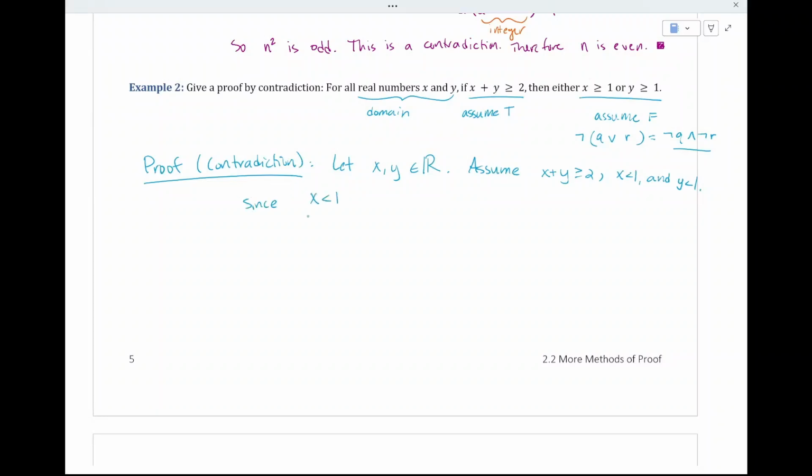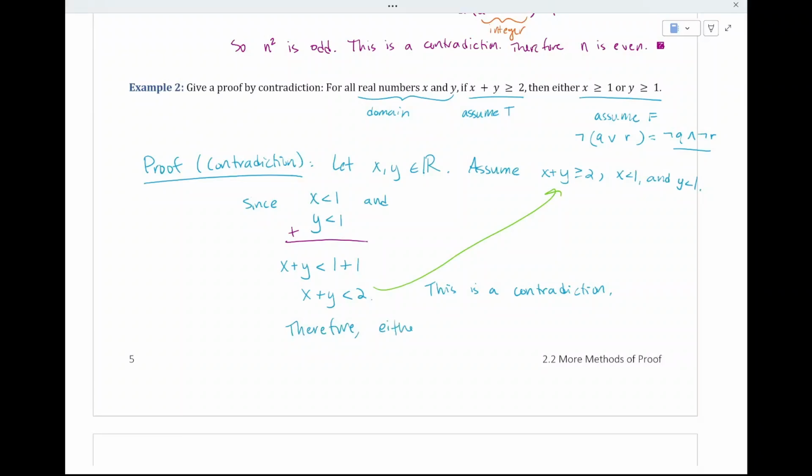Since x is less than 1 and y is less than 1, let's add these together. So we get x plus y is less than 1 plus 1, which is x plus y is less than 2. Well, this is a contradiction because I'm assuming that x plus y is greater than or equal to 2. This is a contradiction. Therefore, either x is greater than or equal to 1 or y is greater than or equal to 1. Proof number 2 by contradiction complete.